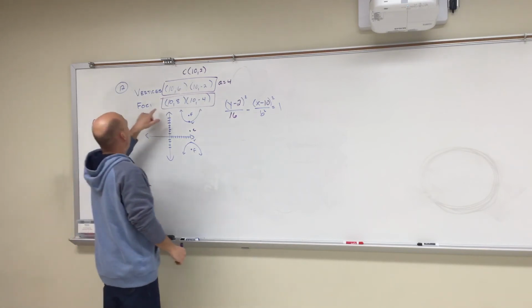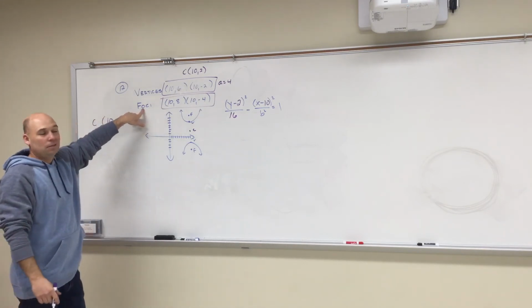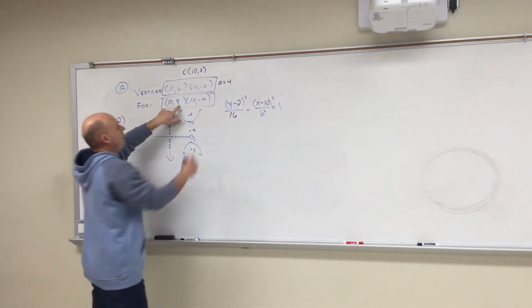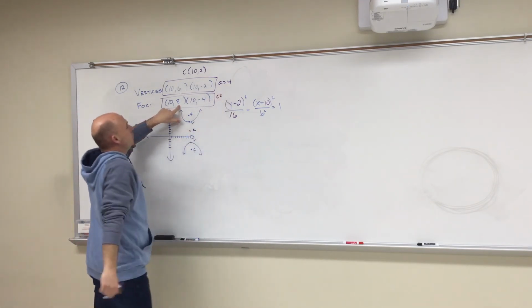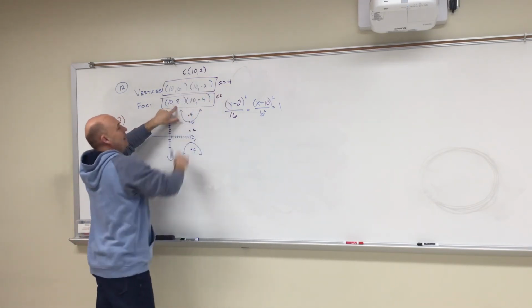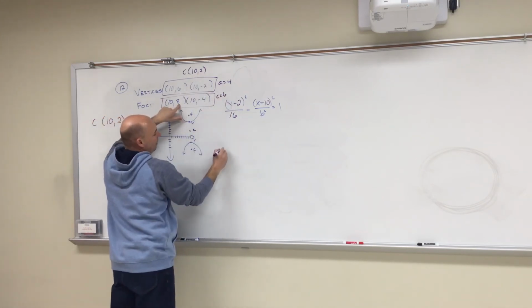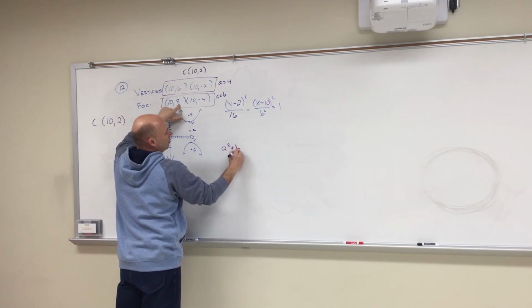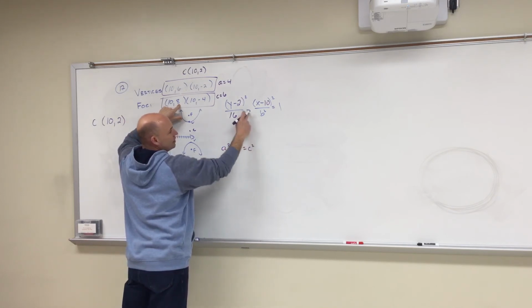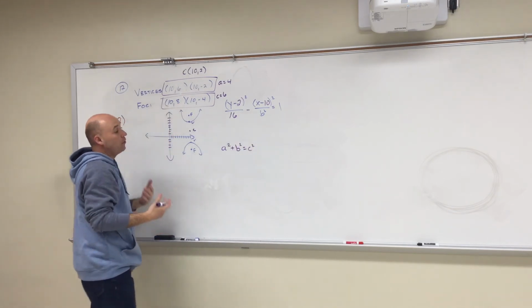Now, foci doesn't mean b, it means c. So we have to figure out our c value. If I'm at 10, 2 and I want to be at 10, 8, how far away is 2 from 8? Well, 2 from 8 is 6. So then I have to use this formula, and remember it's adding because this is a subtraction sign here, to figure out my b value.